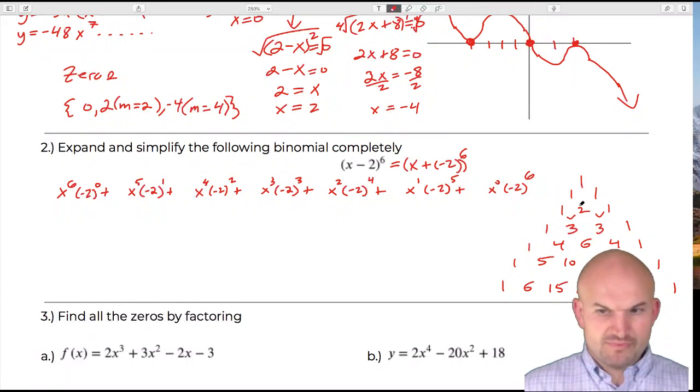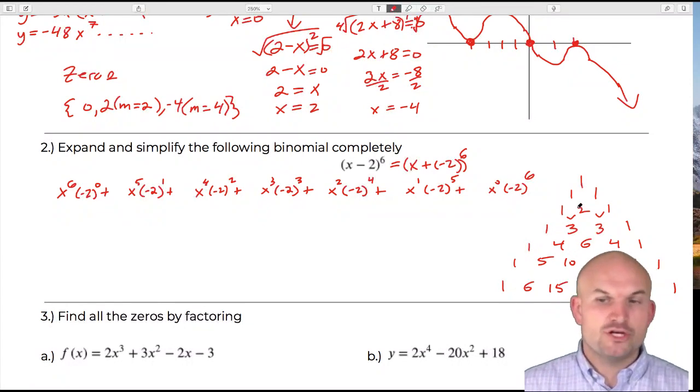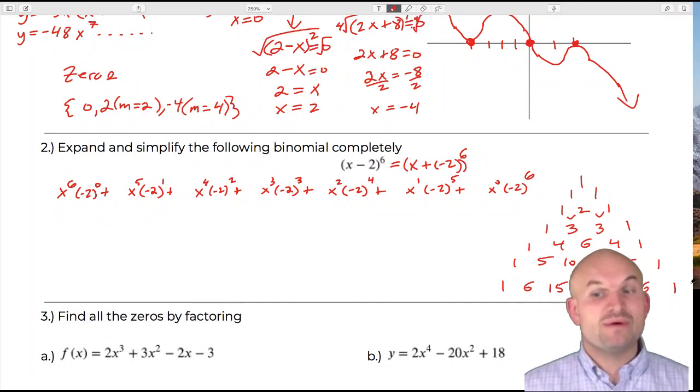So you can see that this would be the coefficients of a binomial raised to the second power, third power, fourth power, fifth power, and sixth power. And that's what we need is right here.